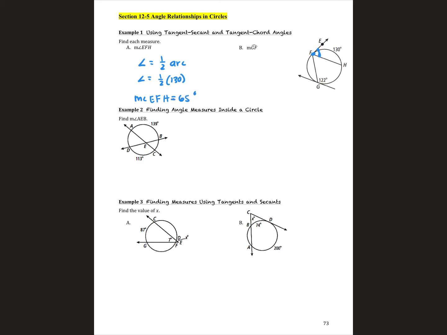Okay, in example 2, these are inside angles. Angle AEB is an inside angle, but it's not a central angle. So for the inside angle, it's equal to half of the arcs added together. So if we're looking for the inside angle, then it's equal to 1/2 of 113 plus 139.